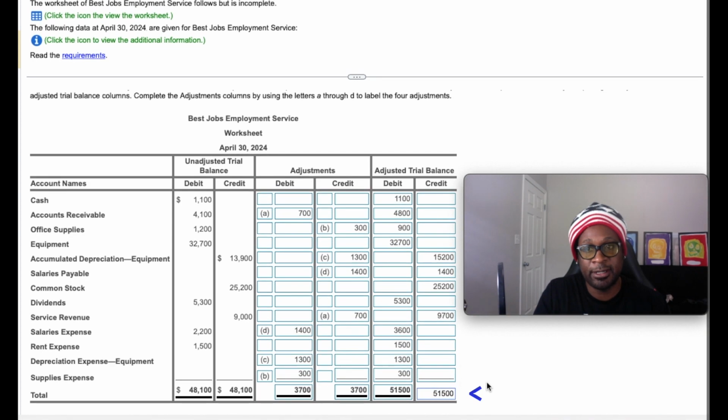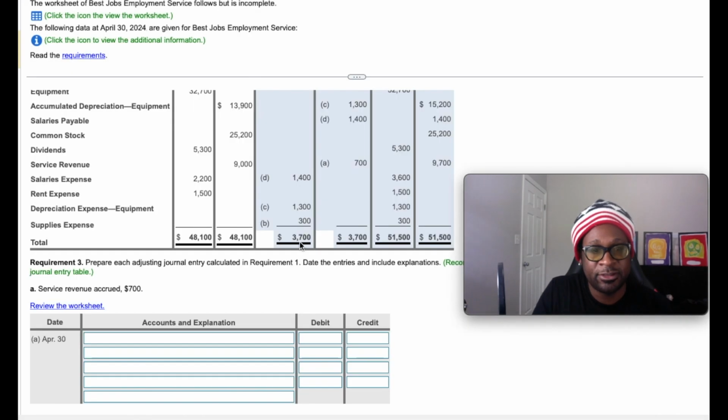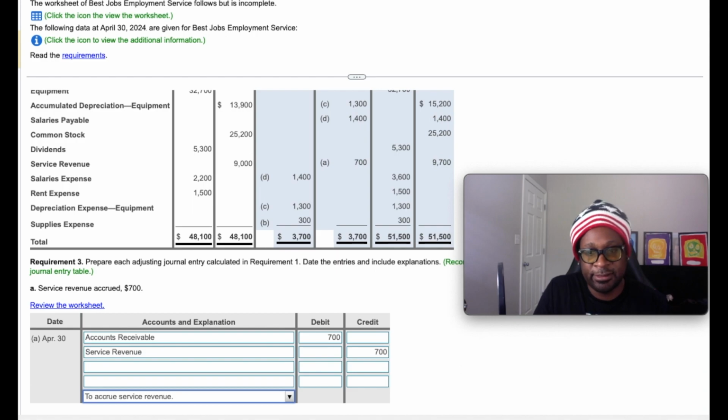So what we're going to do now is check the answer. Bags all day. Moving on. So now it tells us to make the proper journal entry. So we're going to quickly fly through this. And then we remember that our service revenue was accrued, which means we're going to debit accounts receivable and credit service revenue. Check the answer.